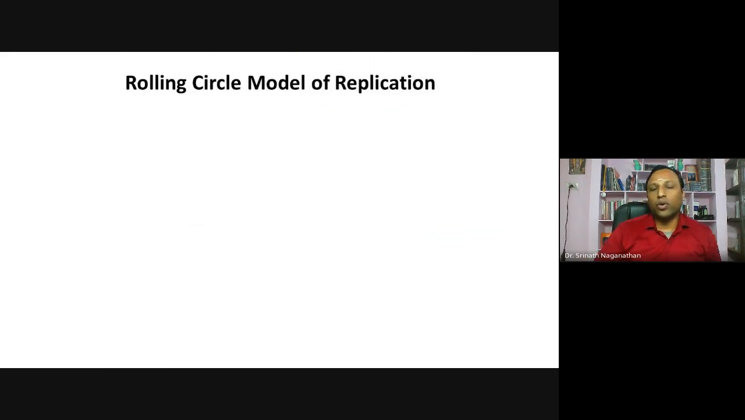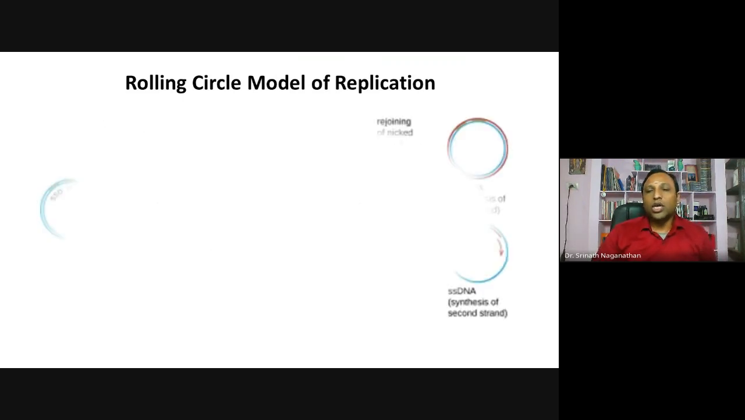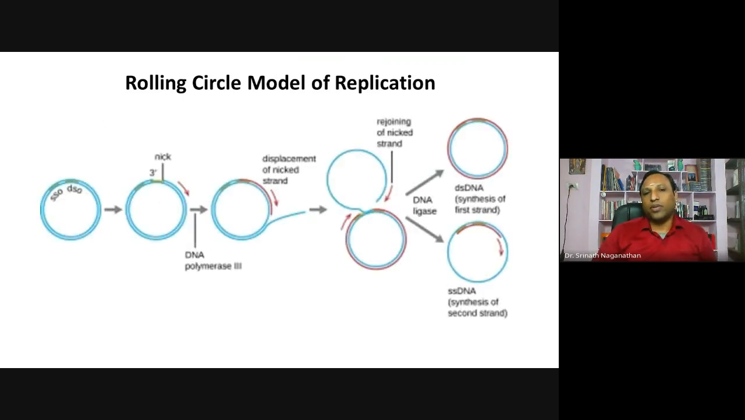Let's see about the rolling circle model of replication. In the rolling circle model of replication, one of the strands undergoes a nick or a break. With the help of DNA polymerases, at the point where it has stopped, it starts to synthesize. The other strand, which has been formed as a nick, separates and coils around. So it is like a rolling taking place here. You can see here how the rolling has occurred.